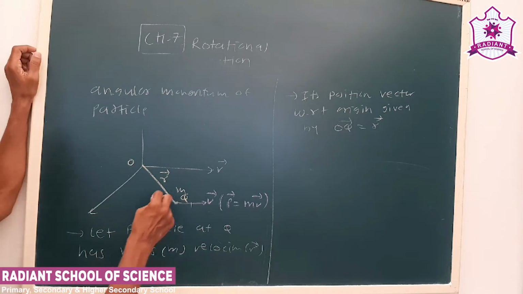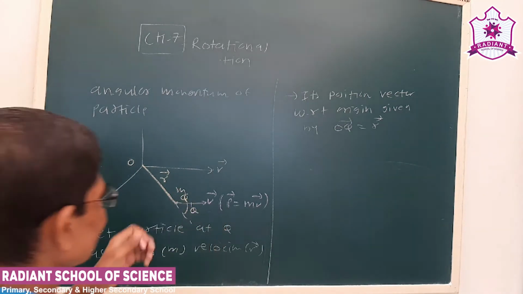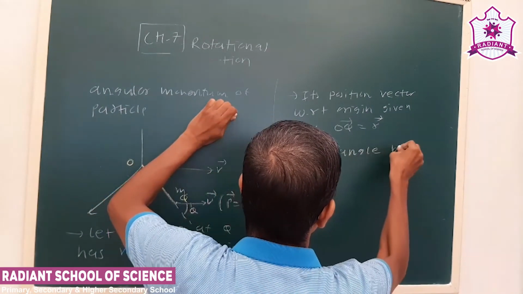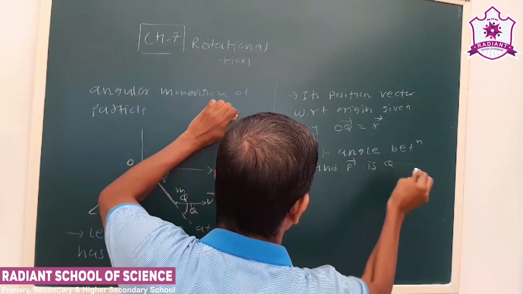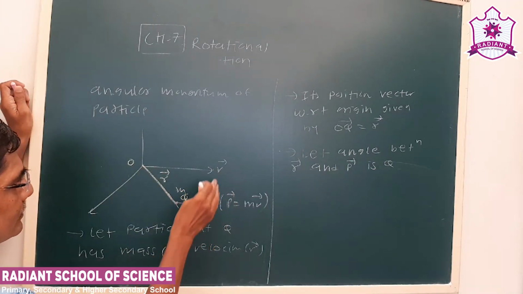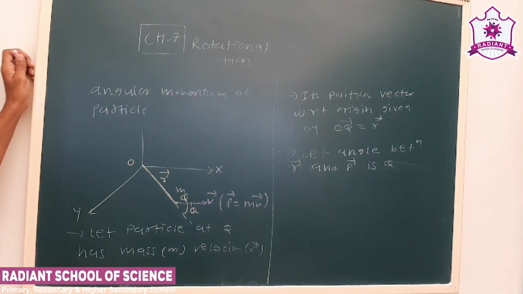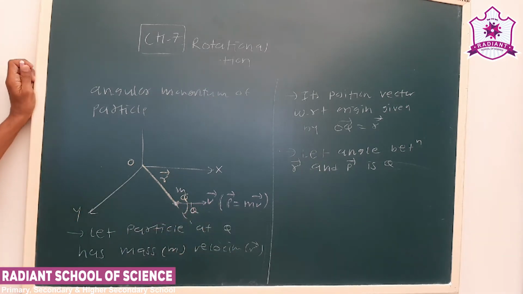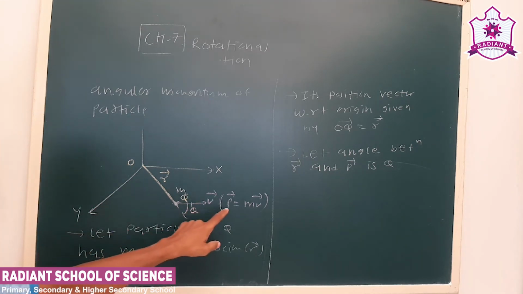Now let us say the angle between R and P is theta. Now this will be our xy axis. By mistake I have taken it here as v. But the particle of mass m is at Q, velocity is v, so the linear momentum will be P equal to mv. The position vector is R, and the angle between R and P is theta.